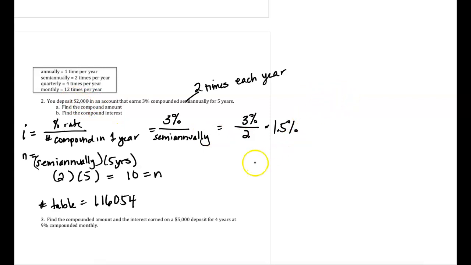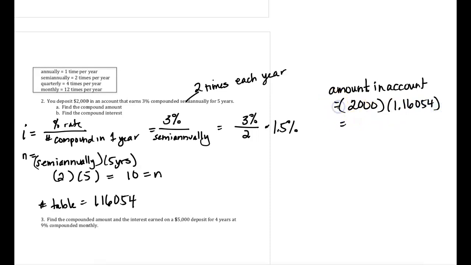So to find the amount in the account, we're going to take our $2,000 deposit times that number from the table, 1.16054. So the amount in the account is $2,321.08. You could think of that like the maturity value of the account.